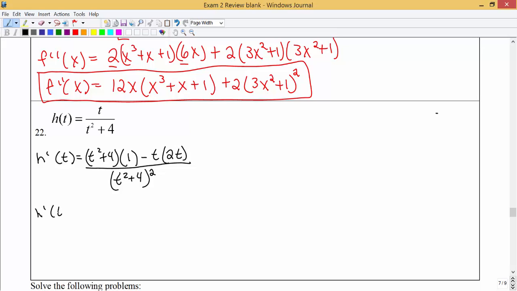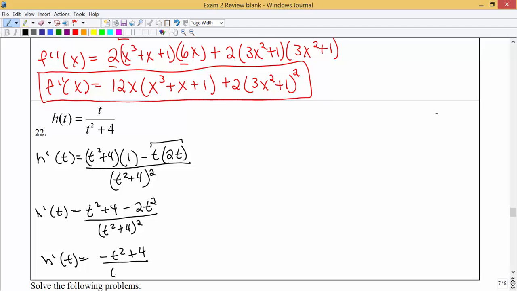Okay, we're going to simplify a little bit there. That's t squared plus 4 is just t squared plus 4, and then we're going to say minus 2t squared all over t squared plus 4 squared. So we're going to do one more little cleanup. We're going to combine like terms there. So that gives me negative t squared plus 4 on the top of the fraction all over that group squared. So there's the first derivative, and now we want to find the second derivative.